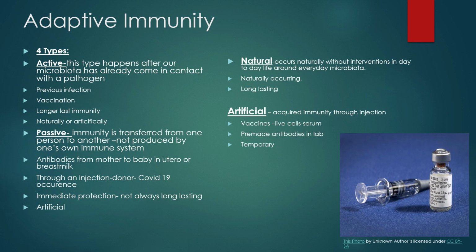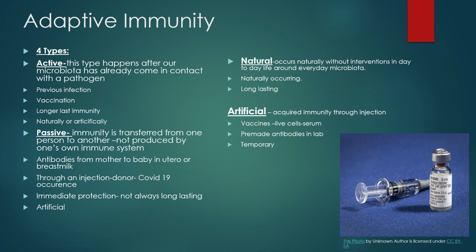The first is active immunity. This type happens after our microbiota has already come in contact with the pathogen. So it's already seen it, already knows what it's about. It's experienced it before. So in order for this to happen, you've had a previous infection with this pathogen. This can occur after vaccination, typically. It lasts longer as far as your immunity goes. You'll go longer without being able to get infected by these pathogens if you come in contact with them again. It can happen naturally or artificially. The artificial way, of course, would be the vaccination process that I just stated.